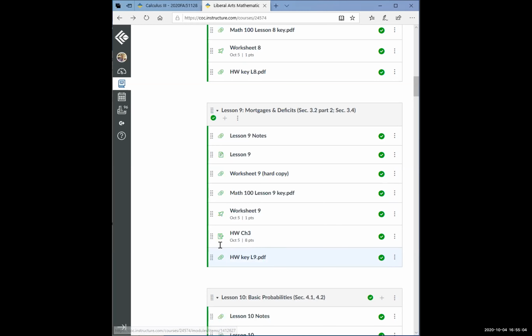Now, because you just finished chapter 3, at the end of lesson 9 I have this homework item, which is the portal. This is where you go to scan and upload your homework for chapter 3. Okay, so I hope it's all clear.